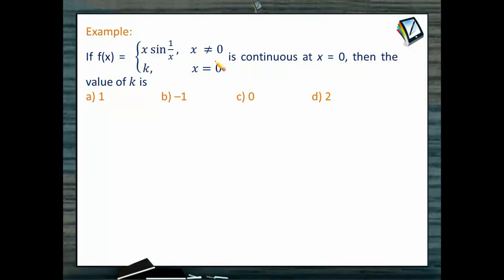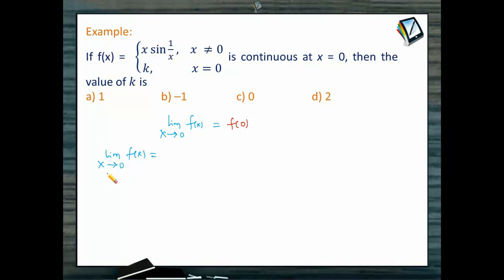Now, here the function is not defined separately to the left side and to the right side. Only at 0 the function is defined separately, and for all other non-zero values, the function is defined by one rule. So which form of continuity condition would help us? Limit x tends to 0 f of x should be equal to f of 0. Then the function becomes continuous, right? Now, what is limit x tends to 0 f of x? First we will calculate it.